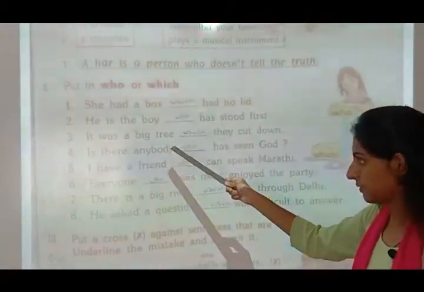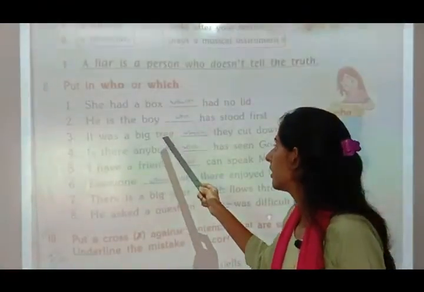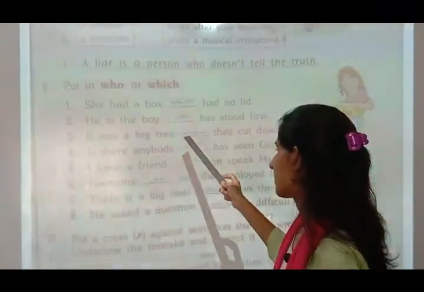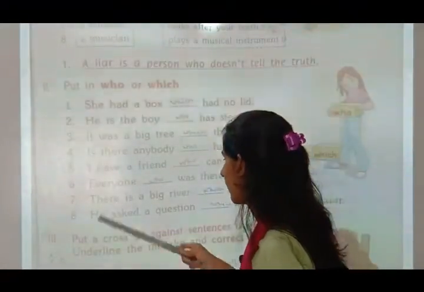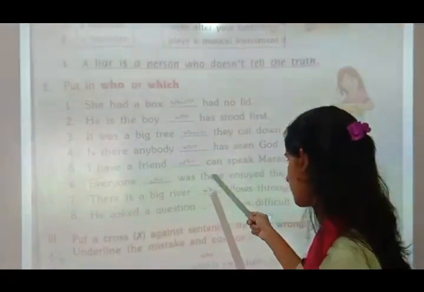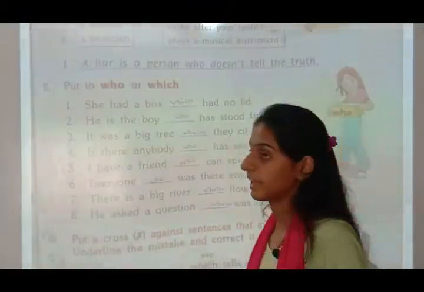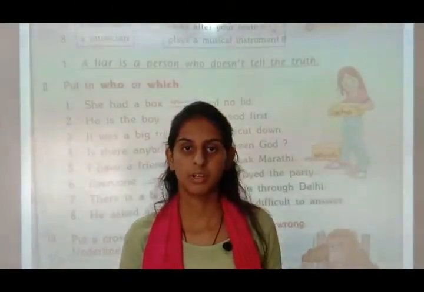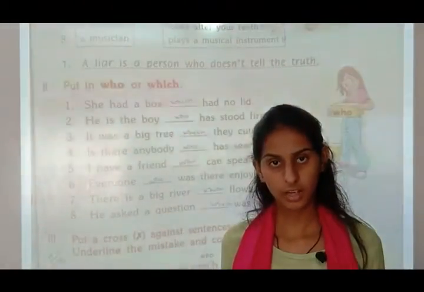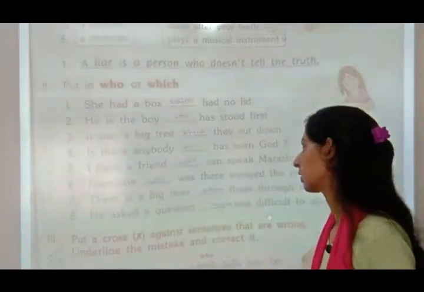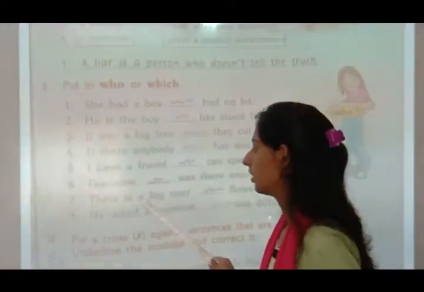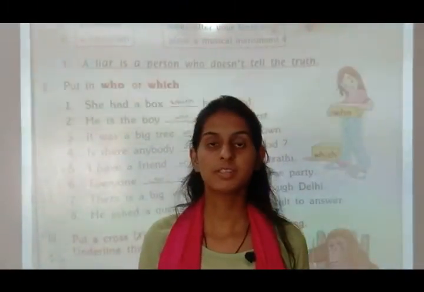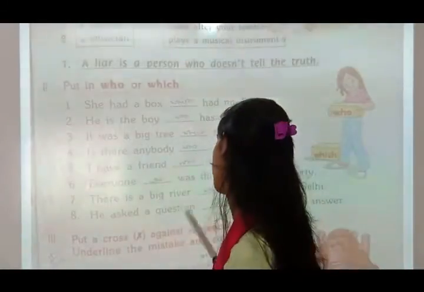It was a big tree which they cut down. A tree is a thing. It is not a person, so that's why we will use which. Now, everyone who was there enjoyed the party. Now they are talking in general, everyone. Everyone means they are talking about persons. That's why we have used who. He asked a question which was difficult to answer. Talking about a question means it is talking about things. So we will use which.